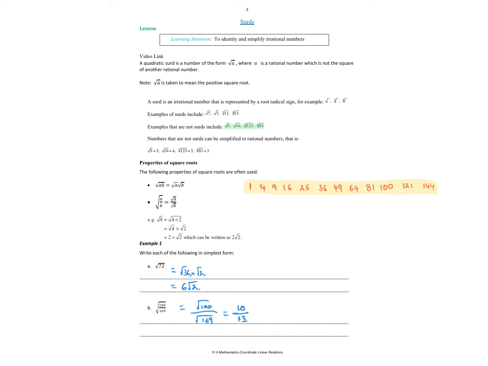So I think it's really quite beneficial for us to have a list of all the perfect squares really handy. Maybe the first 10 or 12, because they're numbers that we need to get used to identifying.